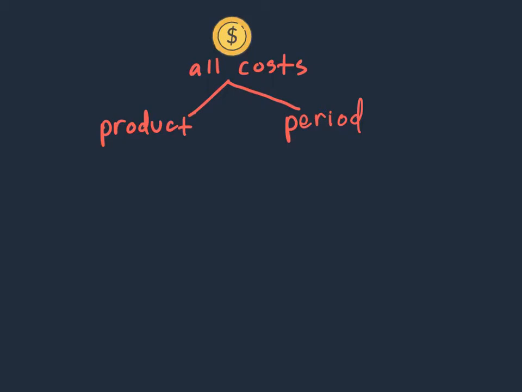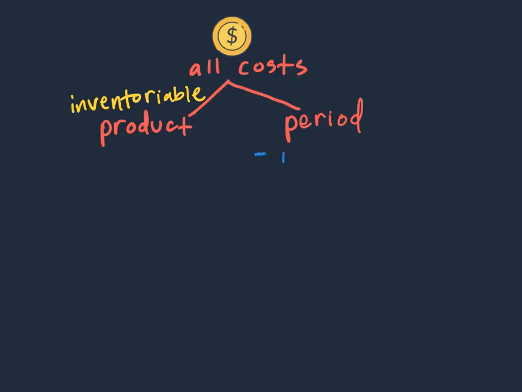So we're going to start by saying that all costs of a manufacturer can first be split into two big categories. And those two big categories are product costs and period costs. Sometimes product costs are also called inventoriable product costs. So if you see that term, that just refers to our product cost category. This first distinction between these types of costs is very important because product and period costs are accounted for in different ways. Let's start with period costs.